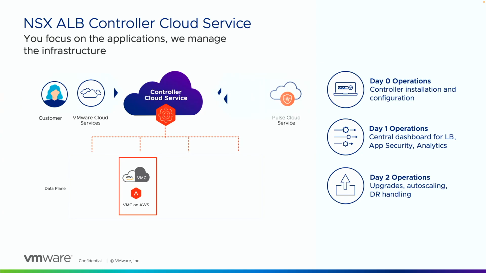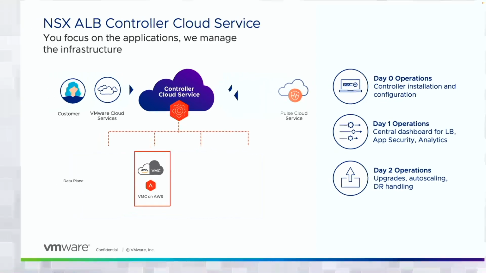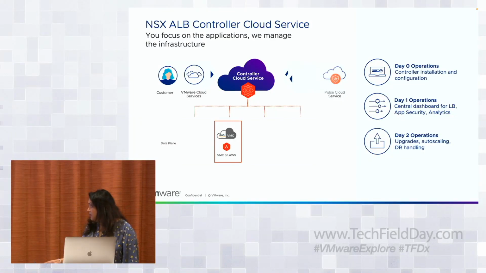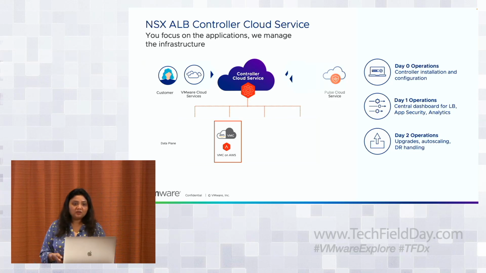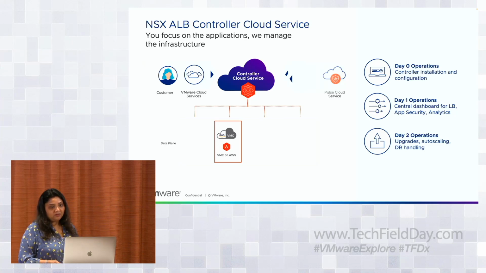With the NSX ALB Cloud Controller service, this controller will be SaaS managed. So you don't have to bother with the lifecycle management for the controller. And it will be able to spin up the AVI load balancer service appliances on the VMware cloud hyperscalers, so on VMC on AWS first. And then this will be rolled out to support on-premise and other public cloud destinations as well.